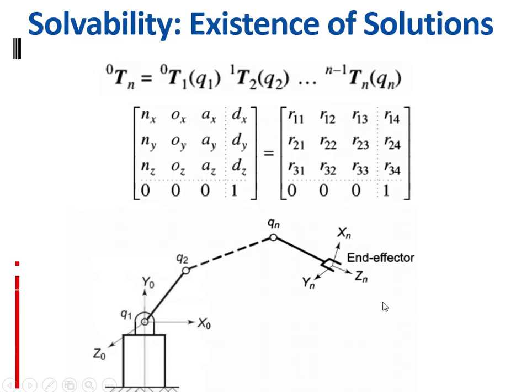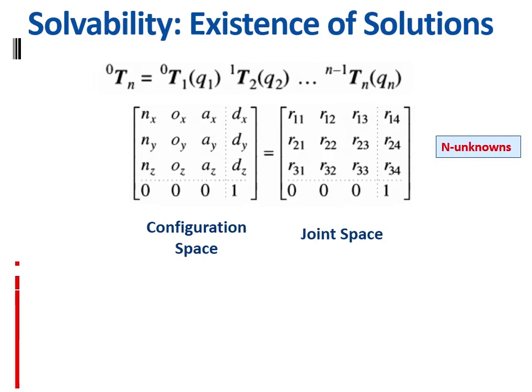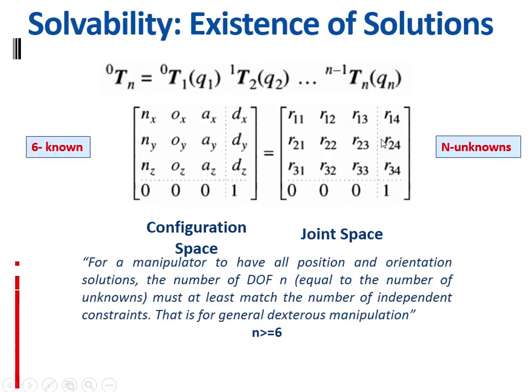That means in the case of end effector configuration, you will have 6 knowns. That's why we have n unknowns and we have 6 known quantities. So this is how the solution will exist depending upon the degree of freedom of a particular robot manipulator.